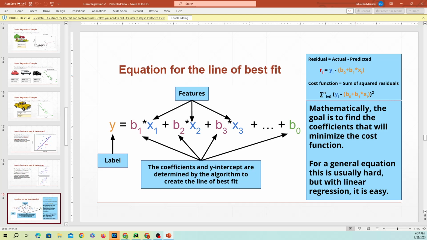So mathematically, the goal is to find the coefficients that will minimize the cost function. For a general equation, this usually is hard, but with linear regression, it is easy. So that is how it's done. Again, we don't have to do all this math because it's already done for us. We already have the tools in the linear regression library, so we don't have to worry about that.